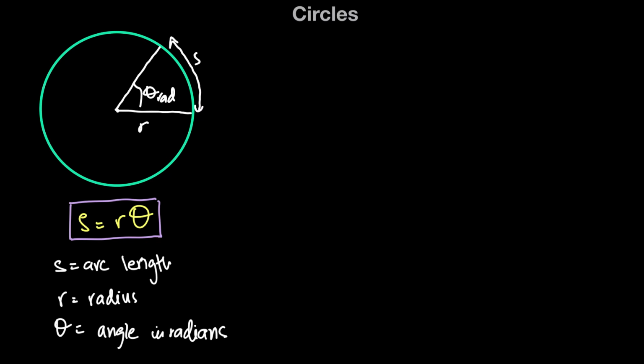Now, we also know that for a full circle, the arc length s, which is equal to r theta, is just 2 pi r because it's the outer perimeter of a circle, right? So for a full circle, the arc length is just the outer perimeter, so that is equal to 2 pi r.